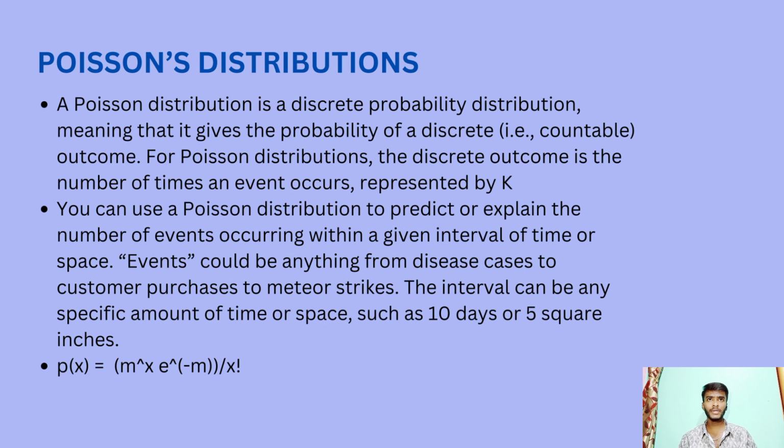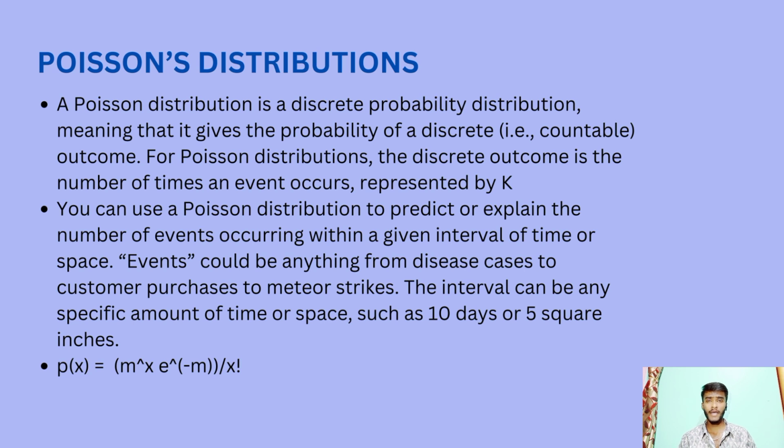Poisson's distribution. A Poisson's distribution is a discrete probability distribution, meaning that it gives the probability of a discrete outcome. For Poisson's distribution, the discrete outcome is the number of times an event occurs, represented by k. You can use a Poisson's distribution to predict or explain the number of events occurring within a given interval of time or space. Events could be anything from disease cases to customer purchases to meteor strikes. The interval can be any specific amount of time or space, such as 10 days or 5 square inches.